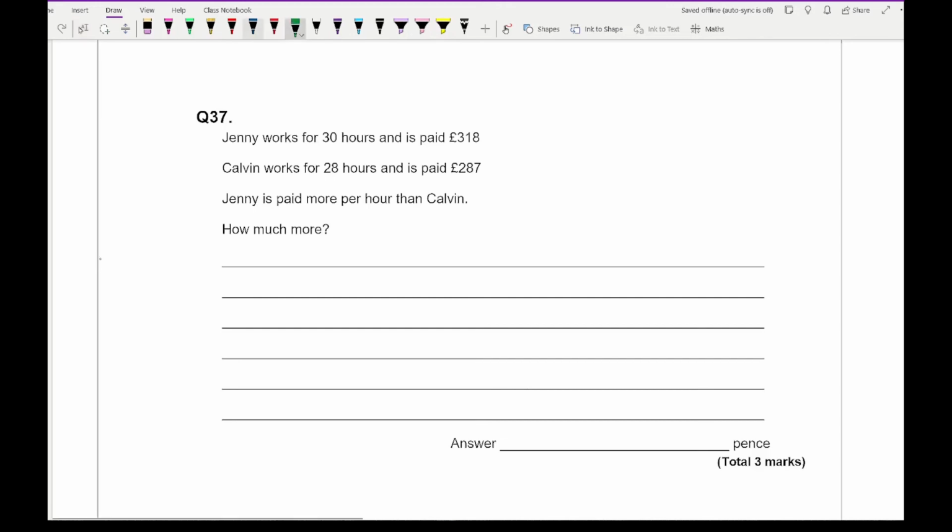So what we need to do is work out the hourly rate. For this, we need to divide the amount they're getting paid by the number of hours. So this is going to be 318 divided by 30. So Jenny is going to earn £10.60 per hour.